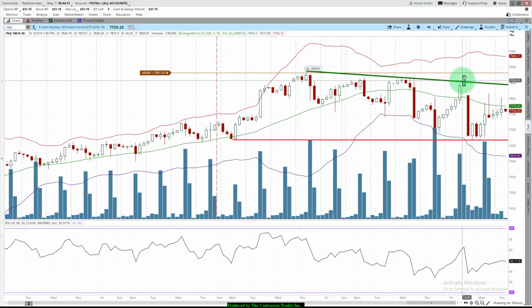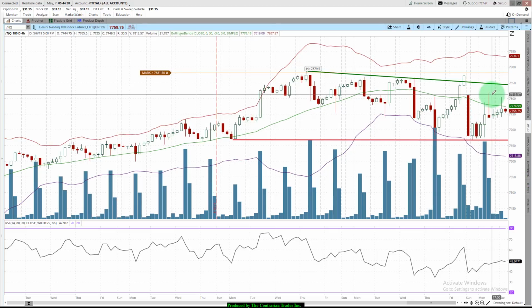The question is, do we now put in another lower high as we have been doing? And do we take out the prior low, which we have been doing these past several trading days? So we are not out of the woods yet. We are down at current a little over a half percentage point, 44.75 points on the NASDAQ. So let's just be careful here.